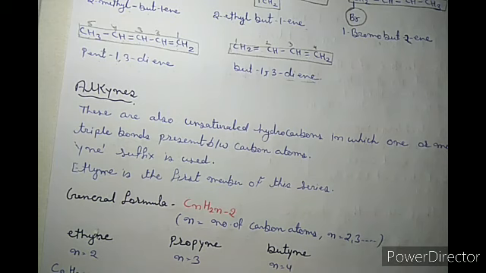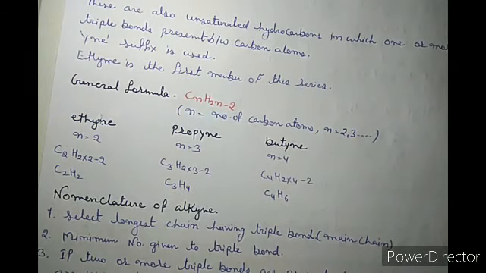Got it? So this is the way of nomenclature of alkenes. Now, the third type of hydrocarbons, that are alkynes.